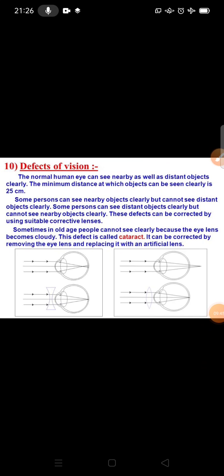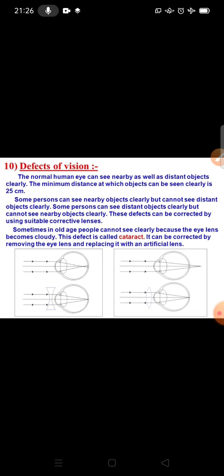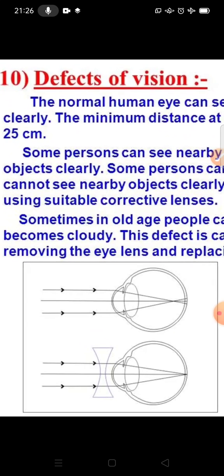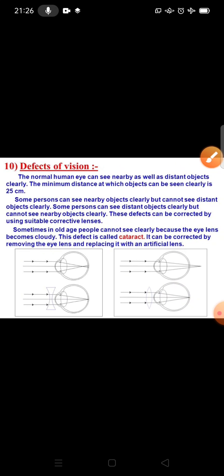Now students, we will discuss the defects of vision. A normal human eye can see near as well as distant objects clearly. The minimum distance at which an object can be seen clearly by the eye is 25 centimeters.